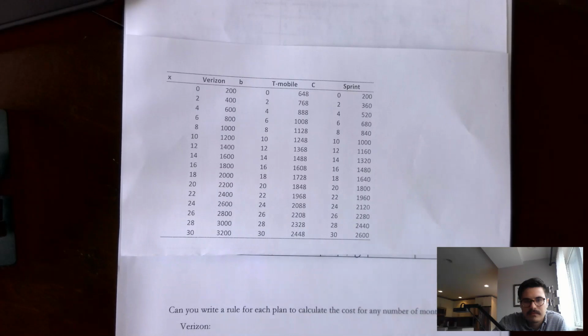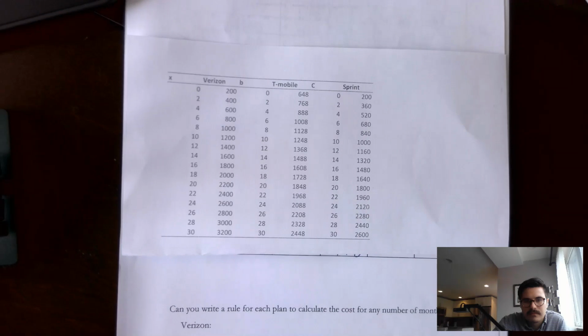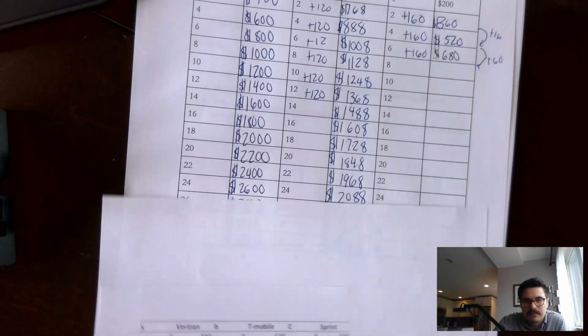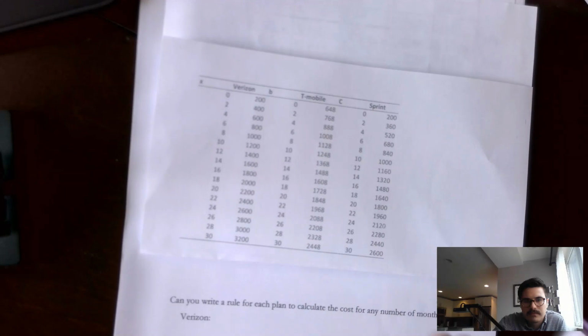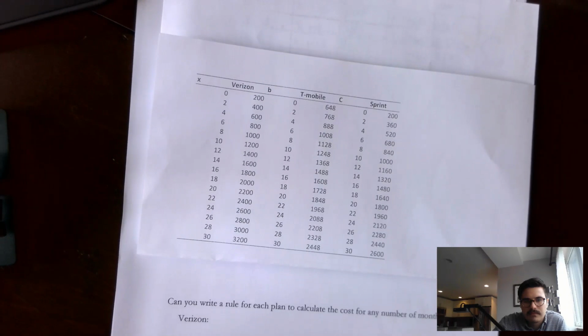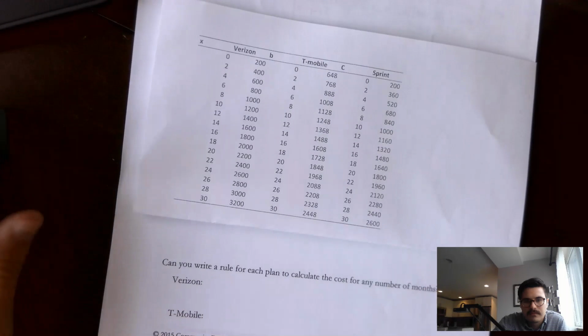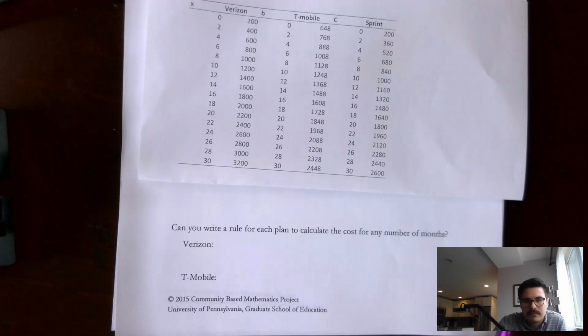Alright, 8th grade, so what we're going to be doing is taking this data. Here are the answers, so you can fill in the rest of your table here. We are going to be converting this into a rule that will tell us what each plan will cost based on how long you are using that plan and what you're using it for. Okay? So it says, can you write a rule for each plan to calculate the cost for any number of months?